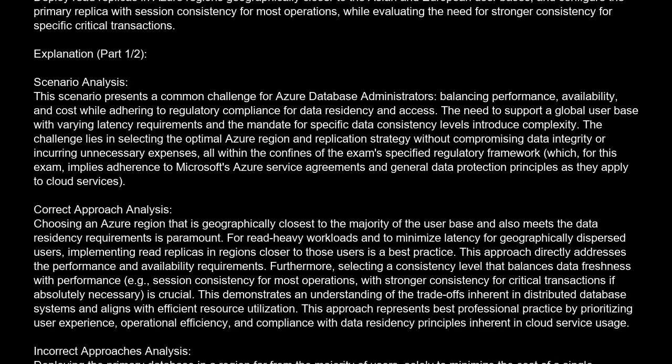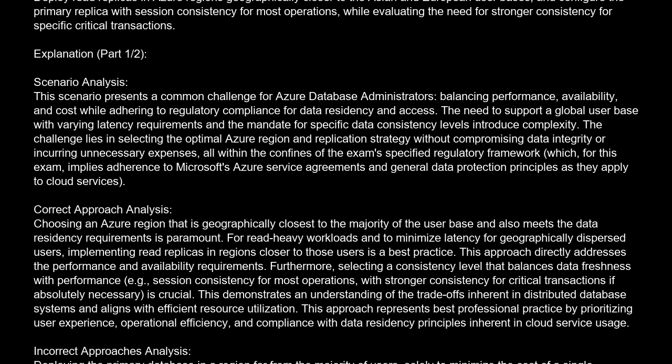The correct answer is C. Deploy read replicas in Azure regions geographically closer to the Asian and European user bases and configure the primary replica with session consistency for most operations, while evaluating the need for stronger consistency for specific critical transactions.